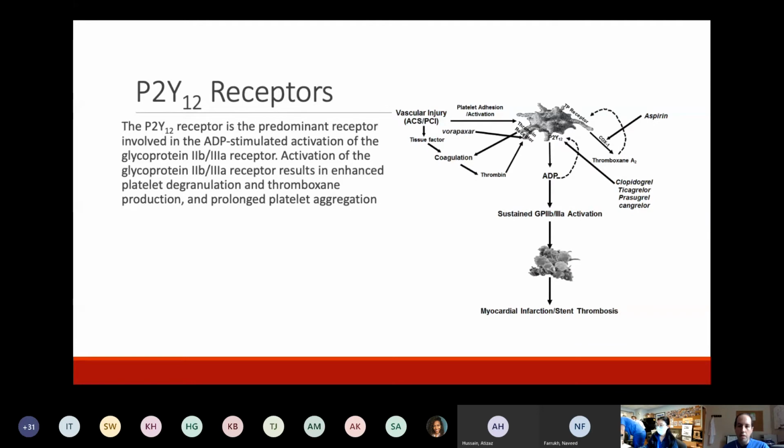But since we know the platelet aggregation and activation pathway is much more complicated than that, we now have newer agents. These are the P2Y12 inhibitors. They bind the P2Y12 receptor, which you can see in this complicated diagram is up here. It mainly prevents the activation of platelets, which then leads to platelet degranulation and thromboxane, and it just worsens platelet aggregation. So these are clopidogrel, ticagrelor, and prasugrel, which we're going to talk about here.